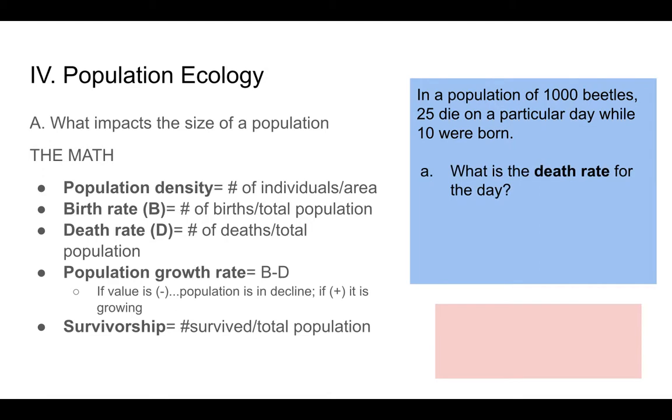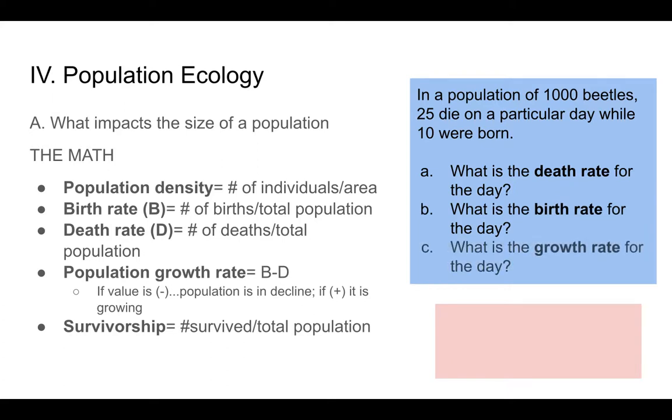So in a population of 1,000 beetles, 25 die on a particular day while 10 were born. So calculate a death rate for that day, calculate a birth rate for the day, and then give me an overall population growth rate for the day. So pause the video and calculate based off of 1,000 beetles. If 25 die, what's the death rate? If 10 are born, what's the birth rate? And then give me a growth rate. Unpause the video when you're ready.